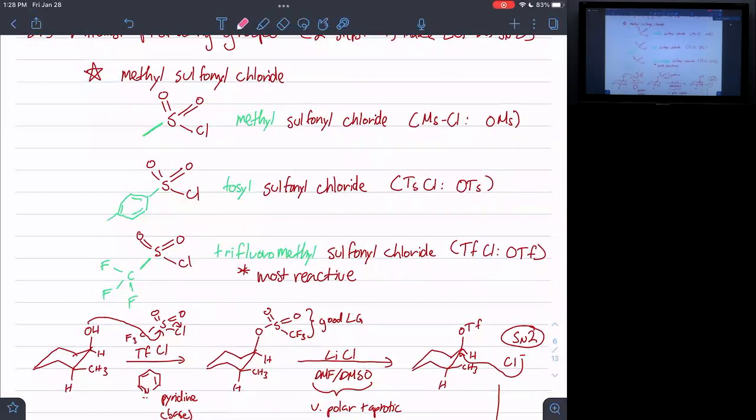Also, one thing, he might write out the formula like this. For methyl, he would do CH3SO2Cl. And then you'd be like, oh my God, what is that? But just break it up and you see the SO2Cl and then the CH3, and you know it's going to be the methyl, the MsCl.